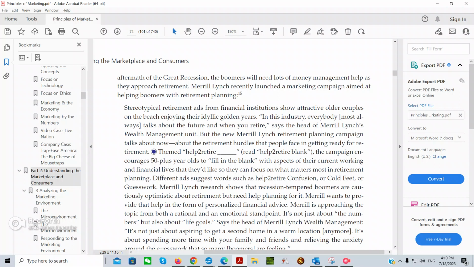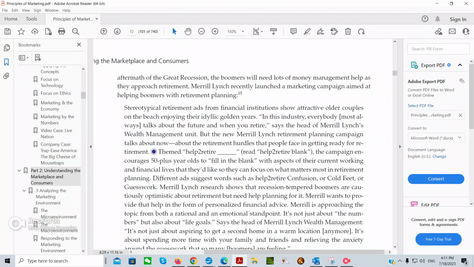Right? So as you can see, what they're doing is they're taking all this information in and they're saying, okay, this is what they do, this is their habits, and these are their values. These are their activities. What they do is they make a marketing message that targets all that information. Okay? Now, stereotypical retirement ads from financial institutions: attractive older couples on the beach enjoying the idyllic golden years.